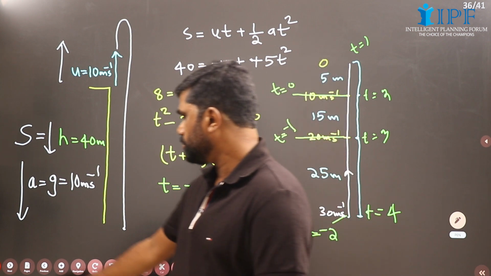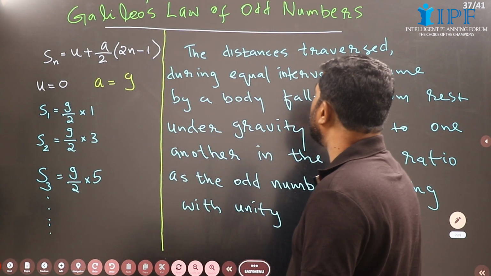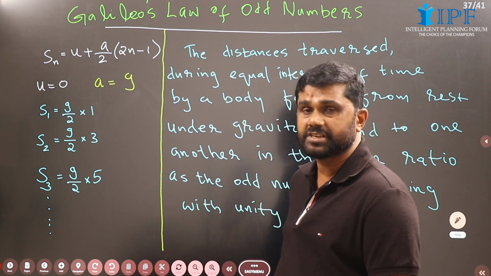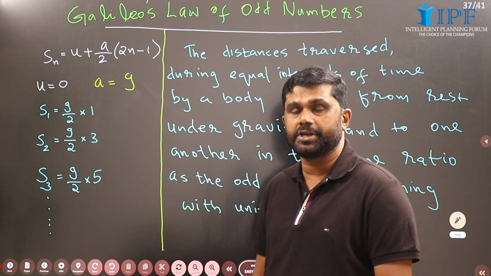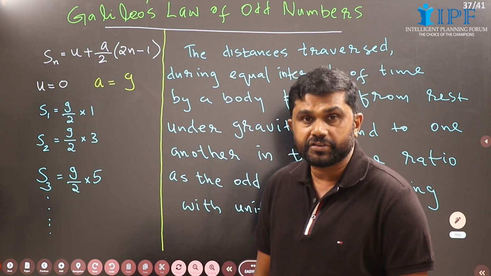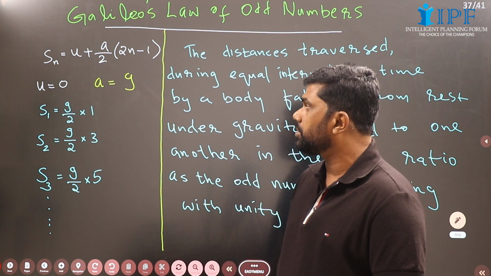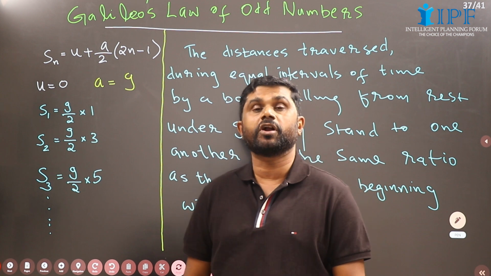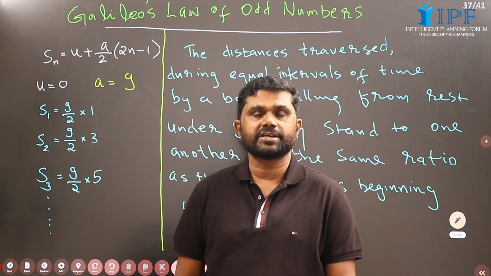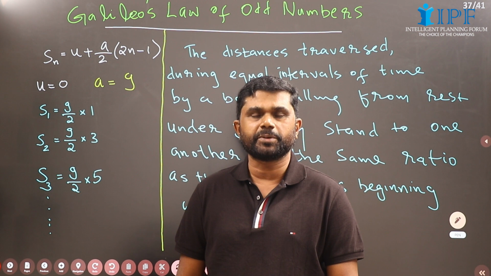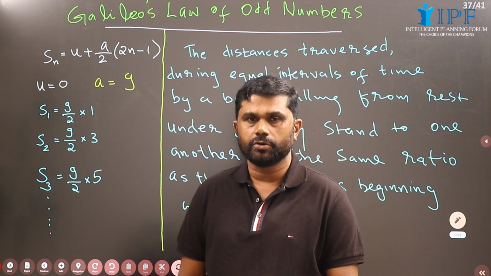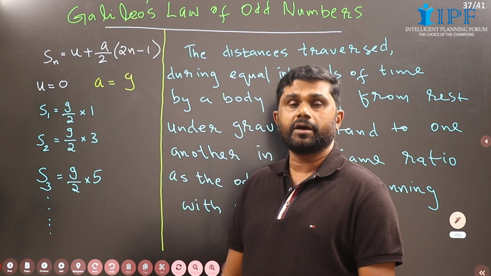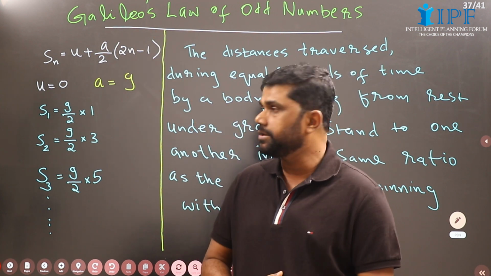Now we have Galileo's law of odd numbers. We have already studied this: s with the suffix n gives the displacement of a body during the nth second if it starts with an initial velocity u and moves with a constant acceleration a. In case of a body falling freely under gravity, acceleration a equal to g, and if it is simply released, its initial velocity will be 0. So all the conditions for this particular equation will be satisfied in case of a freely falling body.